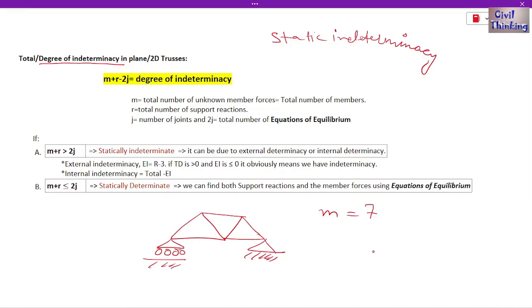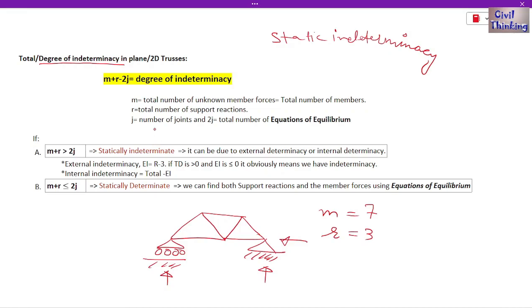Let small r be the total number of support reactions. Now here, how many support reactions are in a roller? Only one. And how many support reactions are in a pin? 2. If you don't know about the number of reactions, you can watch my video lecture on supports and their reactions. I have already made a video lecture on it. Now, how many reactions do we have? 1, 2 and 3. Support reactions are 3.